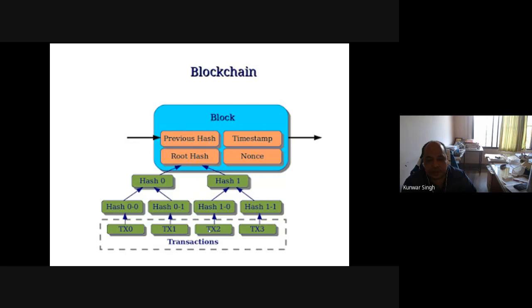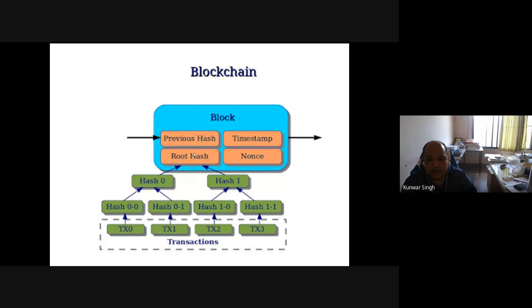Okay. Let's say in that block you have four transactions: 1, 2, 3, 4. The hash of each transaction will be computed. Then the hashes of these two hashes will be computed, and the hashes of these other two will be computed. Then the hash of those two hashes will be computed. This is the root hash. So the root hash will be in the block, along with these transactions.